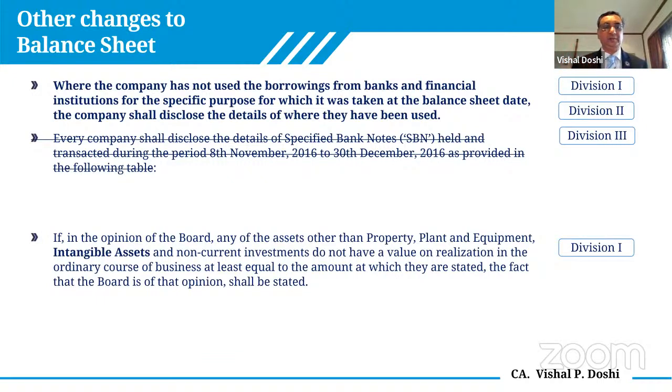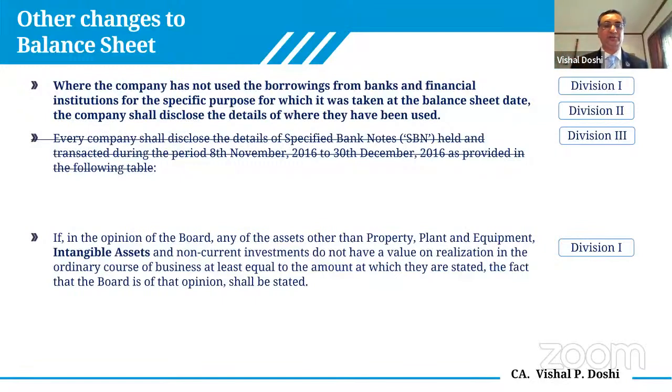So if we read it, what it says is, if in the opinion of the board, any of the assets other than PPE, intangible and non-current do not have a value in the ordinary course of business at least equal to the amount at which they are stated, then, which means that they will be able to realize that value, at least that much will come. Which means that whatever provisions and impairment losses are required to be made by the management, they have adequately done that with respect to the current assets.